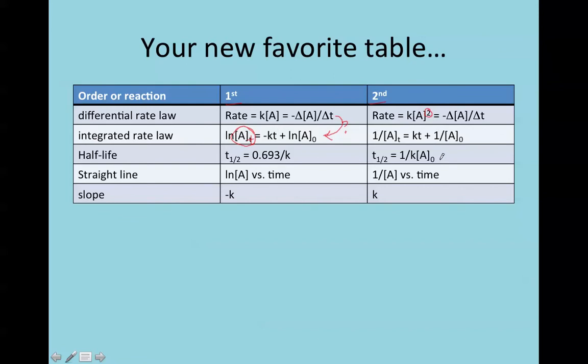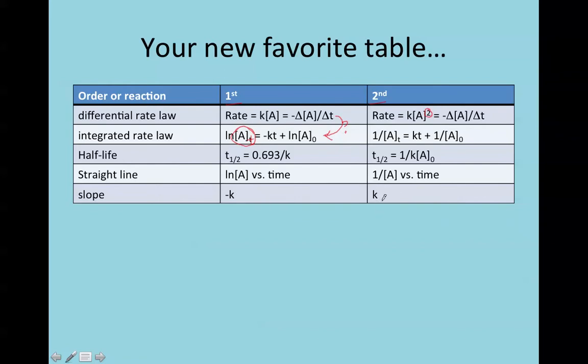And in this half-life, there might be one question in the multiple choice or one question in the free response that asks you to calculate the half-life of some reaction. The only real way to do that is just to memorize these two formulas. If you want to memorize them, great. If you don't, then you missed that question, and hopefully no harm, no foul. And then the straight line is what's going to give you a straight line in a graph. If it's a first order, it's the natural log. If it's a second order, it's 1 over. And then the last one is how to find your slope.